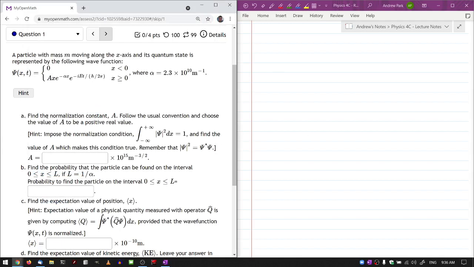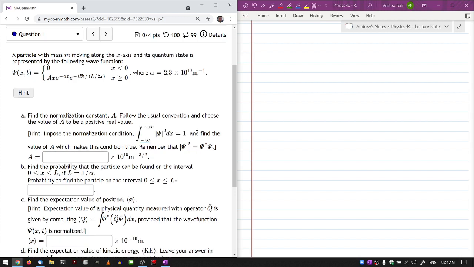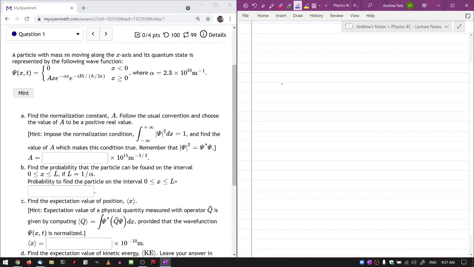So it asks to find the normalization constant. The question itself actually tells you what to set up. That's the hint. So you set that up. The expression that you have to evaluate is the integral from negative infinity to infinity of the absolute value of psi squared, which is psi complex conjugate times psi, dx.